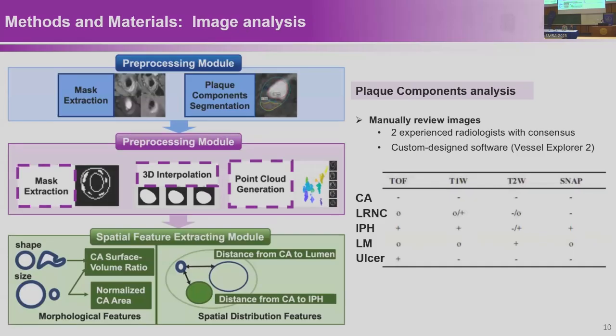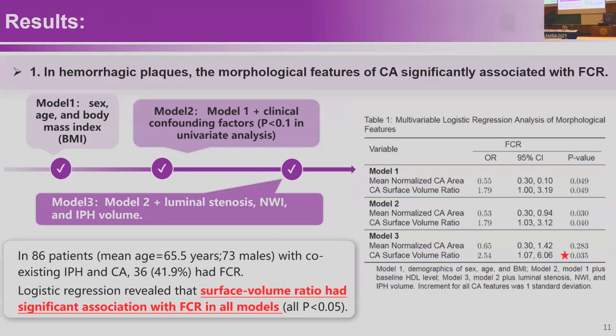So here's the image analysis of this research. We extracted two types of features of the intraplaque calcification. First of all is the morphological features. We used surface volume ratio and normalized calcification area as 2 indexes. For the spatial distribution features part, we used 2 different distances. One of them is the distance from calcification to lumen, and the other is the distance from calcification to IPH.